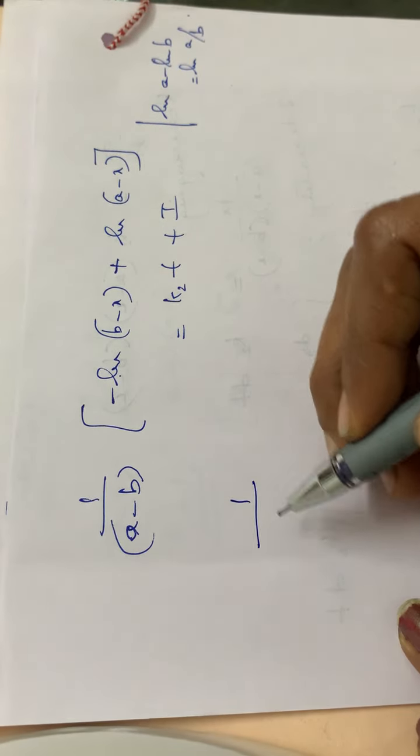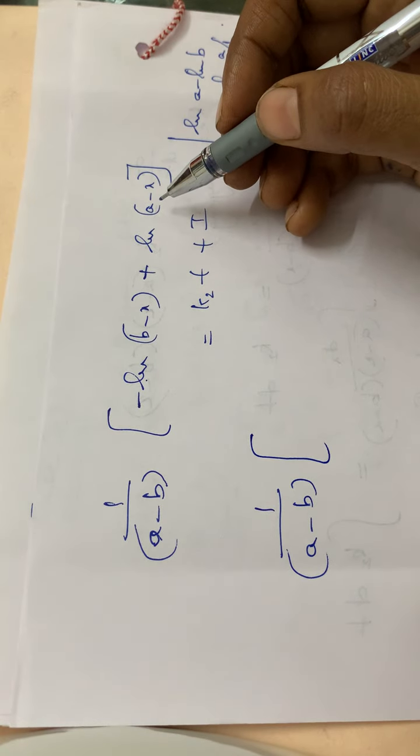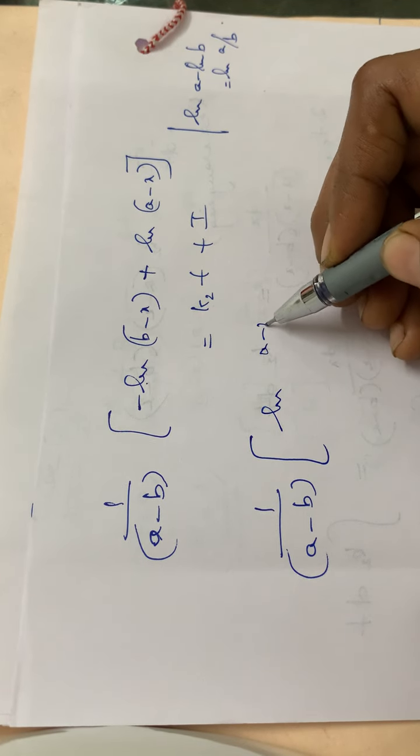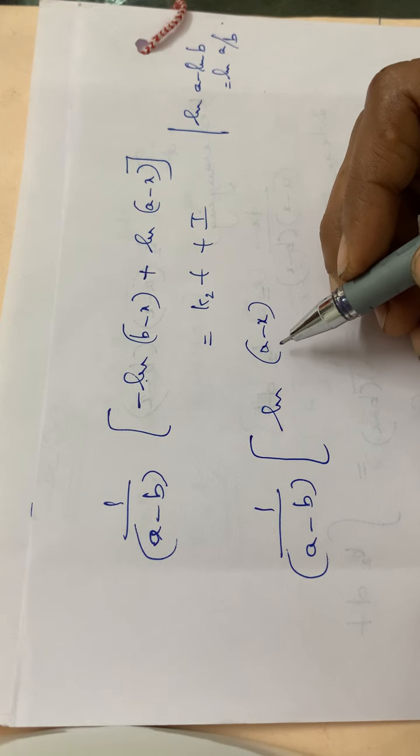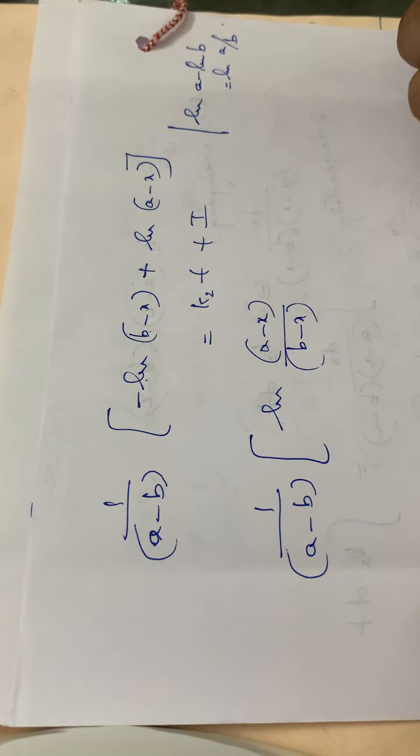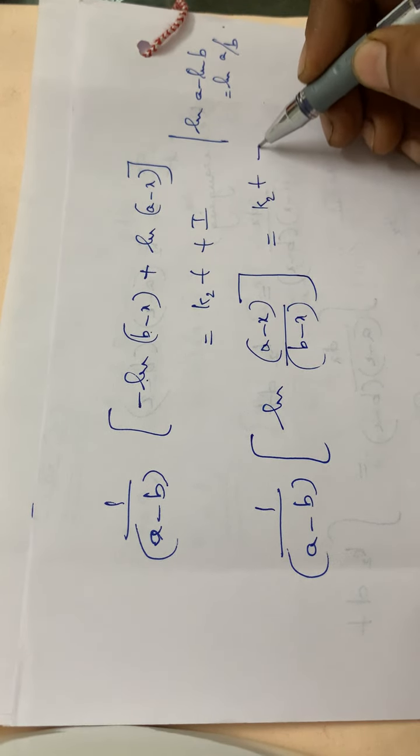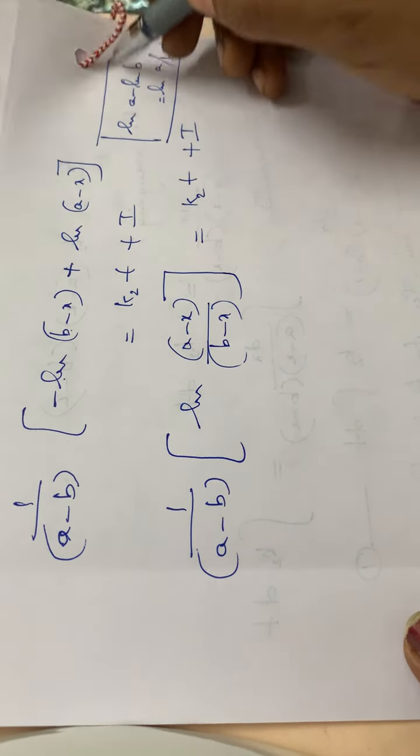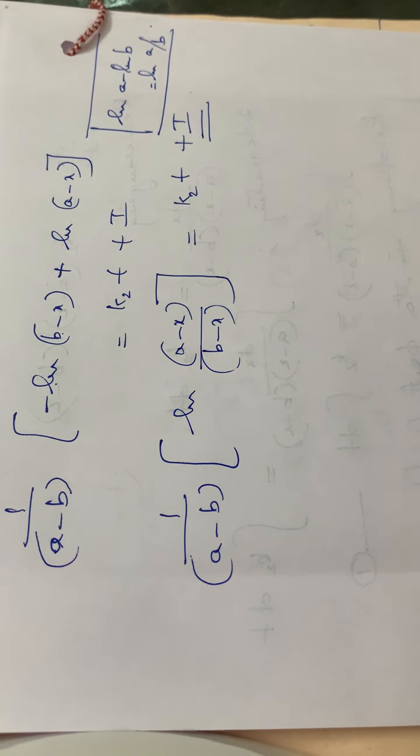So here it becomes 1 by a minus b into, this term will be coming first, that is ln a minus x divided by ln b minus x, that is equal to k2 into t plus I. Okay, so then what is the next step? To find the constant of integration I, isn't it?